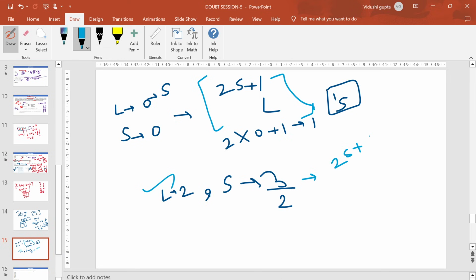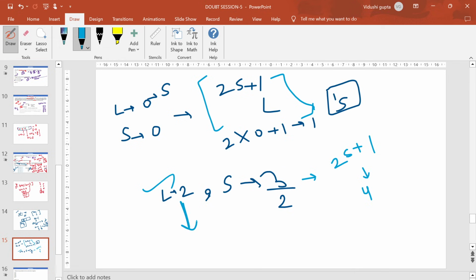Term symbol means 2S plus 1 and L. In this form, you have to tell me. Yes, I applied this one only, ma'am. So 2S plus 1 is 2 into 3 by 2 plus 1, that is 4. But the term symbol is 2S plus 1 L. What is L?